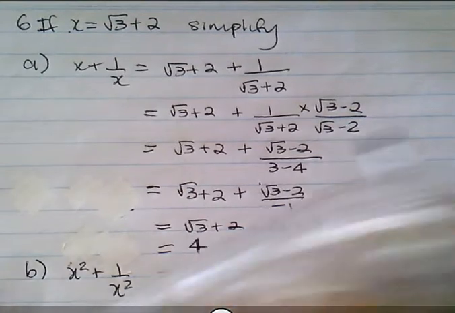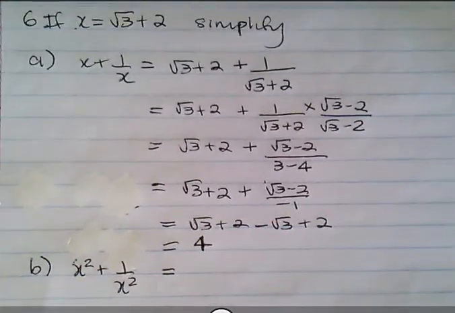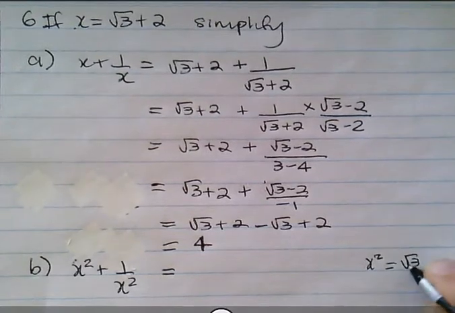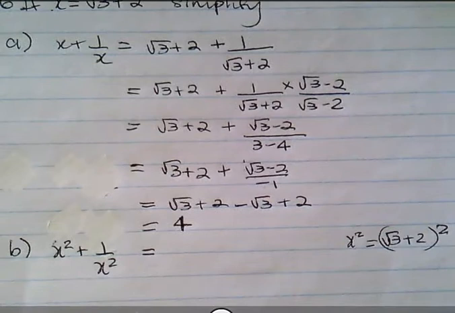What have we got? Do you want to work out your x squared first like we did the other time? It did save us some time. So x is root 3 plus 2. So just over here, I'm saying x squared is root 3 plus 2 all squared. Good idea to work it out first before we start.